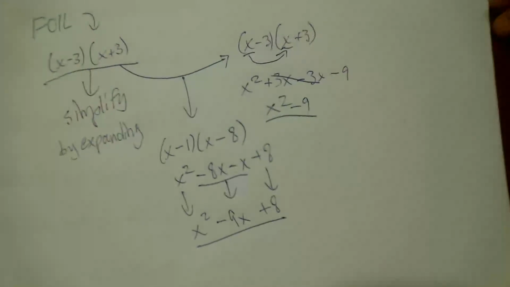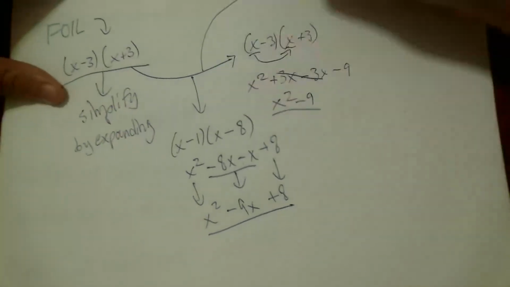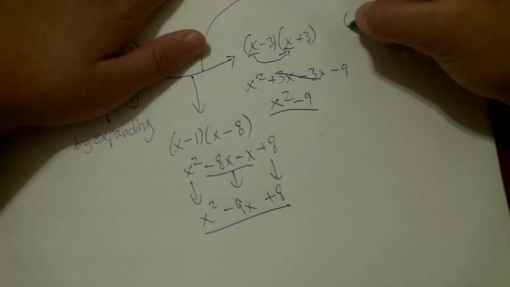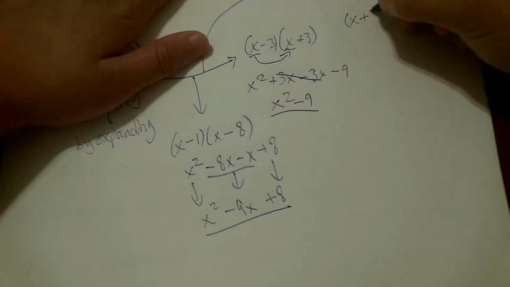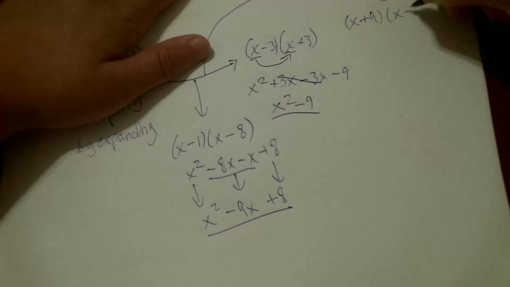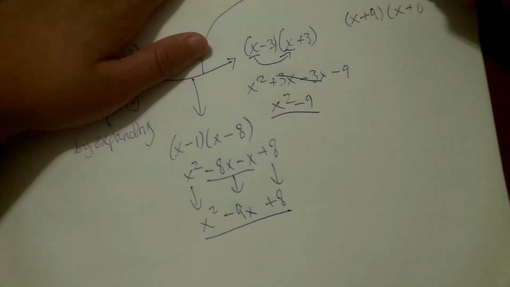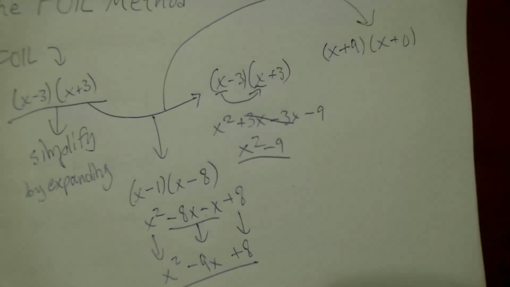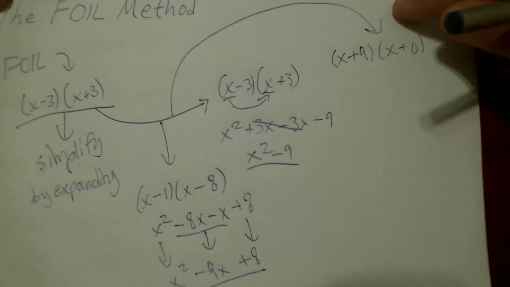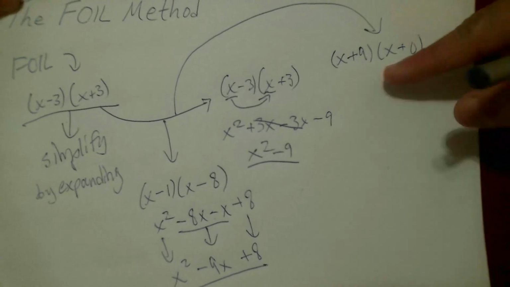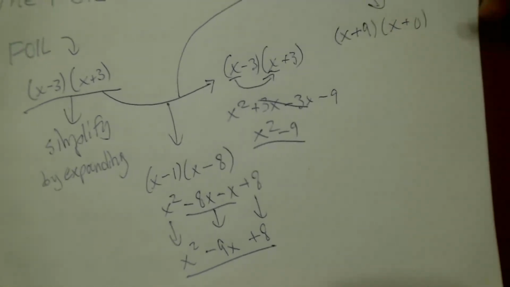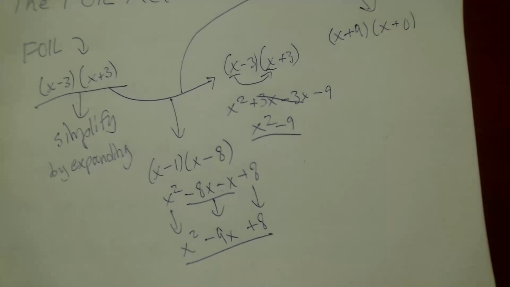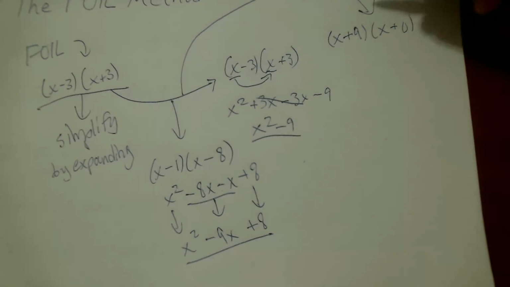Alright, so let's try one last one of these problems. This is x plus 9 times x plus 0. This one is slightly different from the previous two that we tried because of this last part. It asks for x plus 0, and that one would follow the same steps as the previous two, but it would be slightly different. So let's try this one.